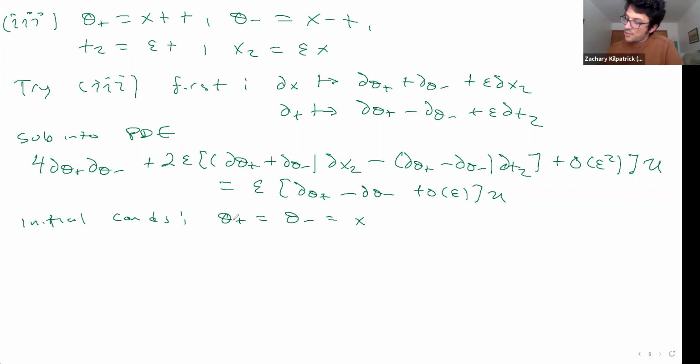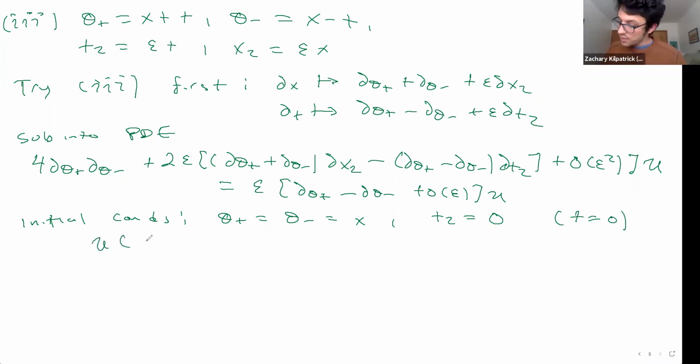And for any x, as long as t equals 0. Whenever t equals 0 in these characteristics, we are going to have that theta plus and theta minus are equal to x. And then for our other coordinate, t2 is going to be 0 in this case. So this is basically the t equals 0 condition.